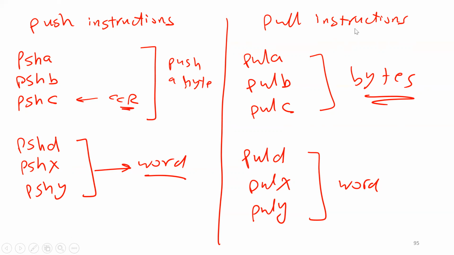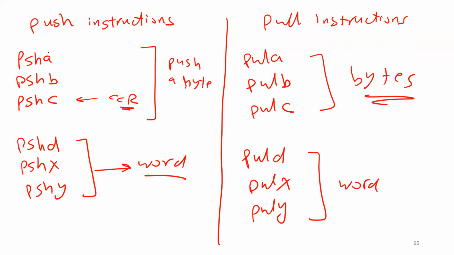For pull, we have pull A, pull B, pull C. See here, guys, CCR, the flag register, okay? Because we don't have a C register, but we have a CCR register, which is a flag register. Anyway, we have pull D, pull X, pull Y. Okay, so what does this mean?